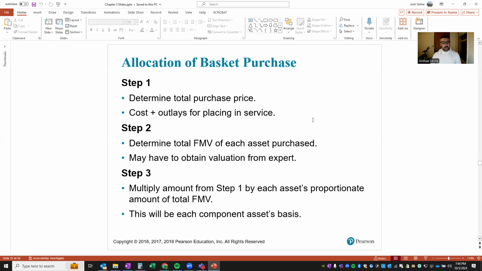And then step 3, you multiply the amount from step 1 by each asset's proportionate amount of fair market value. That's going to be your component asset basis, right? So let's just make this simple. I've got $100,000 and I buy 10 things. They all have the same fair market value. Let's say each of them is worth $10,000.